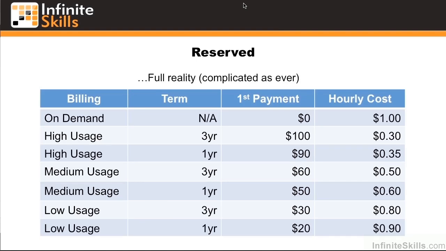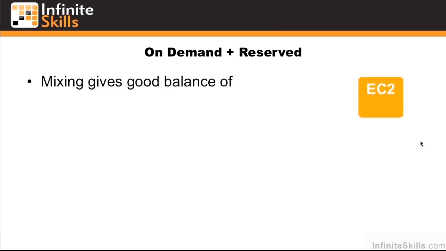Reserved is actually a whole lot more complicated in that you can specify individual 3-year or 1-year terms. I'm using this to show you that a 3-year reservation has a higher initial payment, but the lowest possible hourly cost. One thing you can consider with on-demand and reserved is mixing them together. This gives you a good balance of cost savings and flexibility.